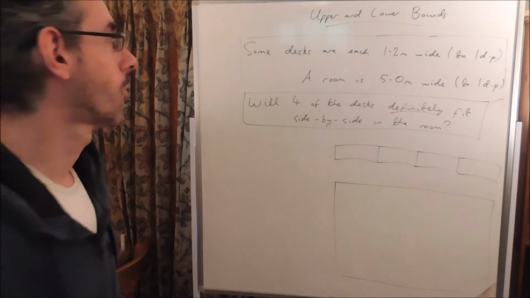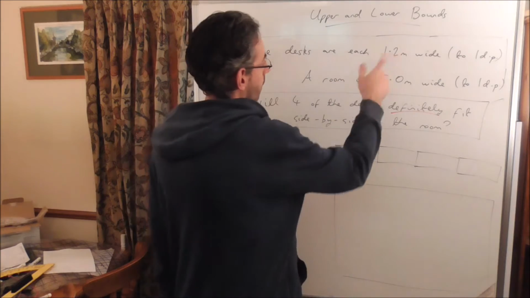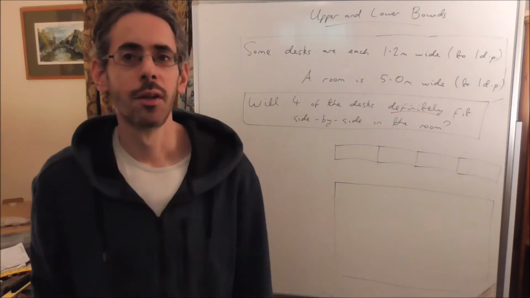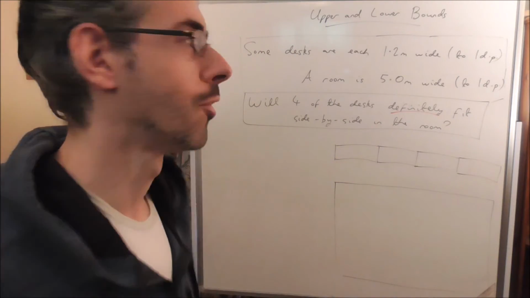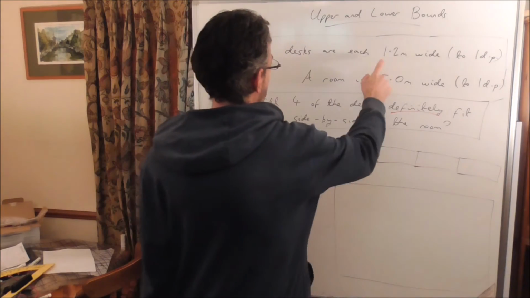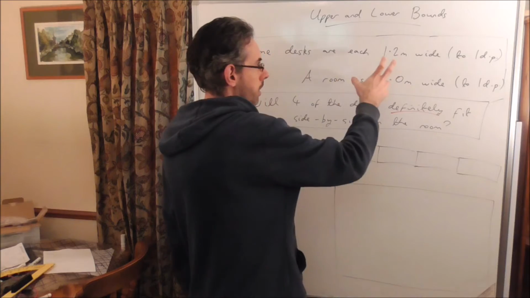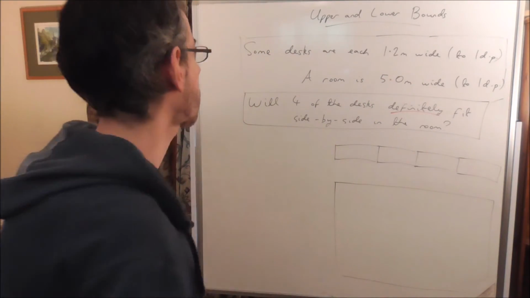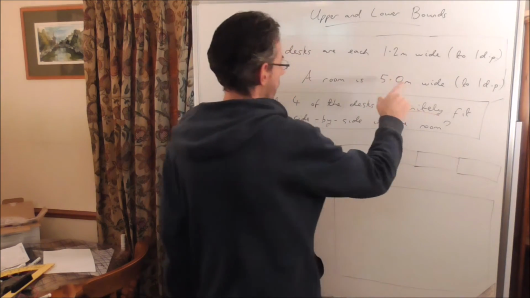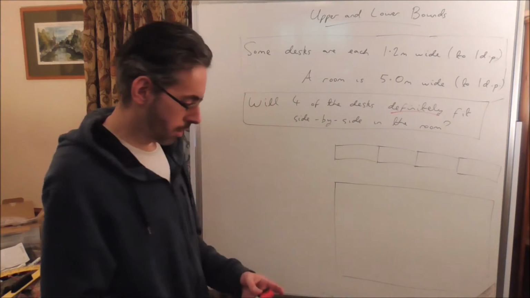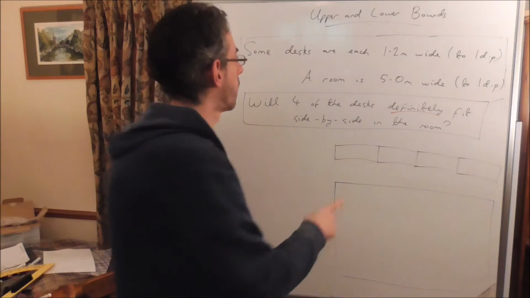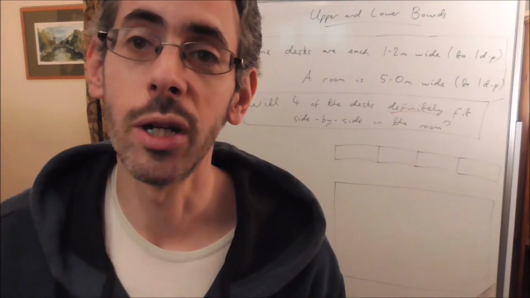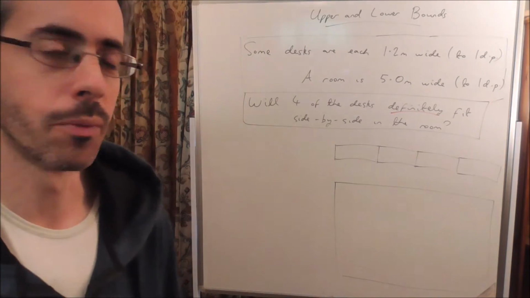Well, if you take those numbers as they are, if each desk was exactly 1.2 metres wide, and if the room was exactly 5.0 metres wide, then the desks would fit, because 4 desks, each being 1.2 metres wide, would be 4.8 metres altogether, which is less than 5.0, so they fit in that situation. But you've got to remember these are rounded values, so there's a range of possible widths for the desks, and there's a range of possible widths for the room as well.